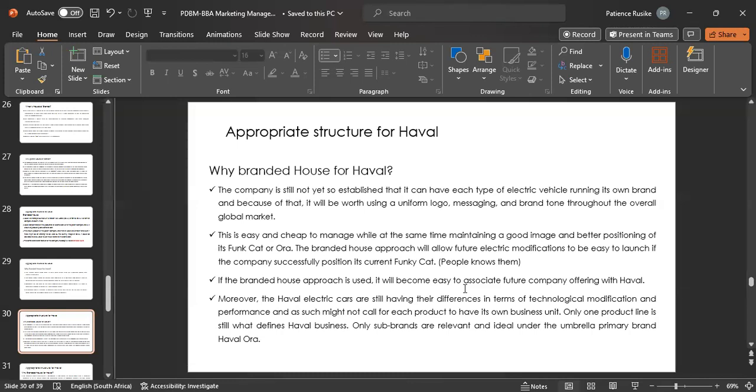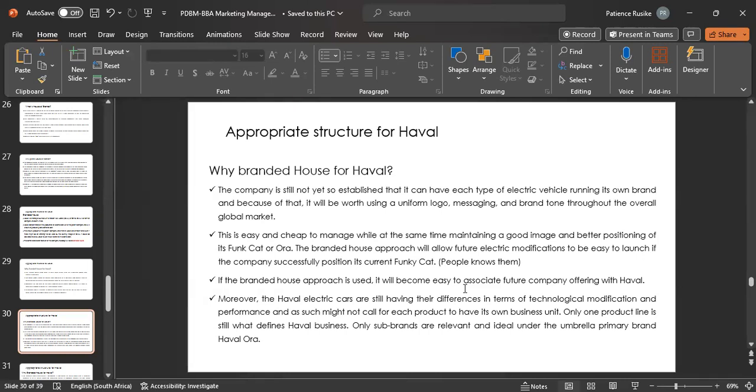It will be easy for the people to accept them because the brand has already been established in the positive minds of the customers. So that's why a brand in the house is appropriate. Our brand being the primary brand is appropriate because it will make it easily acceptable in the South African market. So the Havao electric cars still have their differences in terms of technological modifications and performance, and as such may not call for each product to have its own business unit. Only one product line still defines the Havao business. So we are simply saying all the products that are going to be produced must be under the name of Havao.